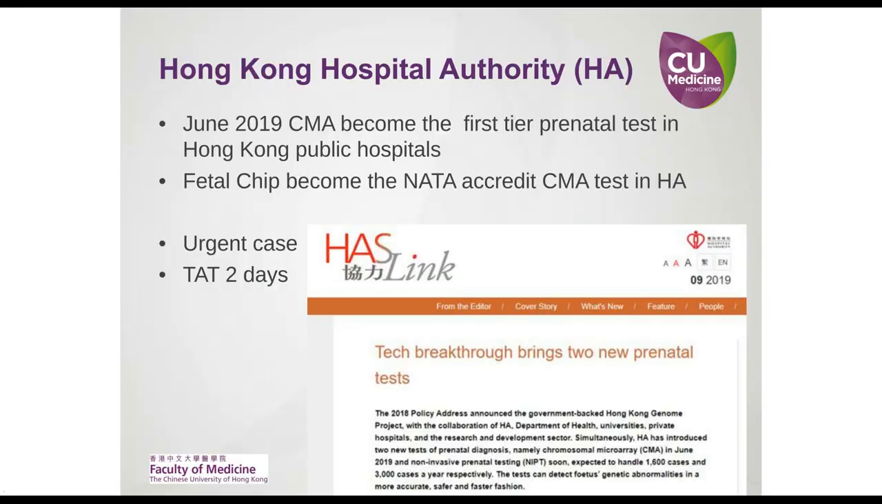So with all this support, in Hong Kong locally, since June 2015, this has also become a publicly available free service for all women in Hong Kong. And for urgent cases, we were able to achieve a turnaround time of 2 days, particularly for those patients already in week 22 or 23, who need to make a decision before week 24. So we're able to achieve this in a clinical diagnostic way, with NATA accreditation and a very good turnaround time. Okay, so this is all about how microarray is useful.